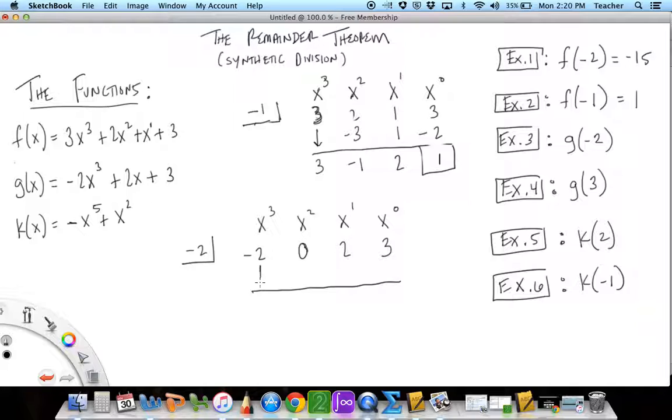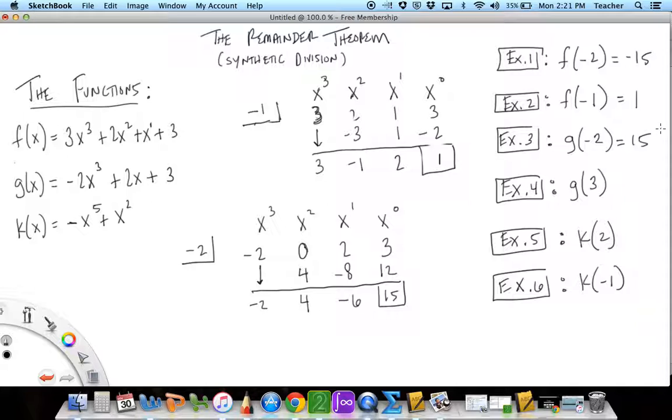All right, welcome back. On your first step, you drop down negative 2. Negative 2 times negative 2 is positive 4. 0 plus 4 is 4. 4 times negative 2 is negative 8. Add down is negative 6. Negative 6 times negative 2 is 12. And so our end answer is 15.